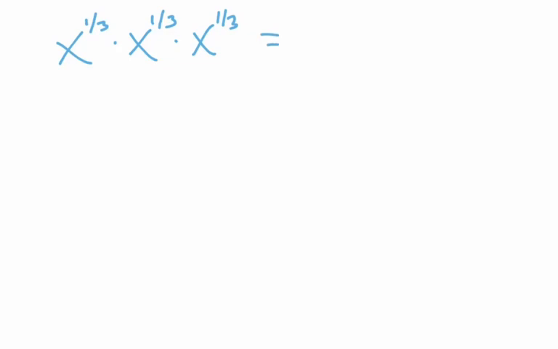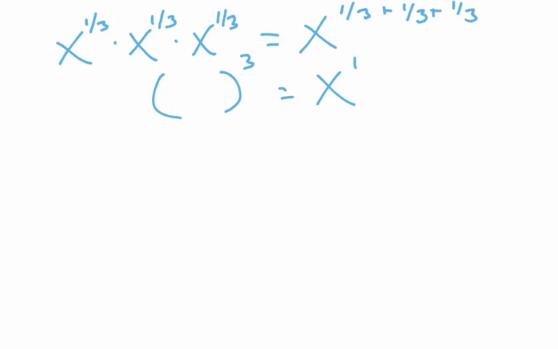And we know from our laws of exponents that if you multiply like bases, you add the exponents. So on the right hand side, I have x to the 1/3 plus 1/3 plus 1/3, which is just 1. On the left hand side, when we use something as a factor 3 times, that is the same as cubing it. That's the definition of cubing. So what am I cubing on the left-hand side? I'm cubing x to the 1/3.